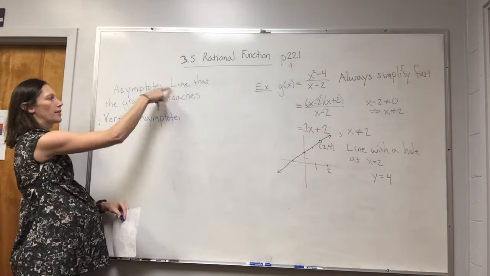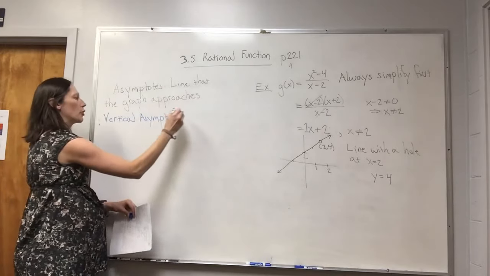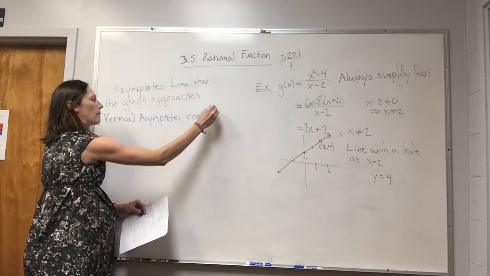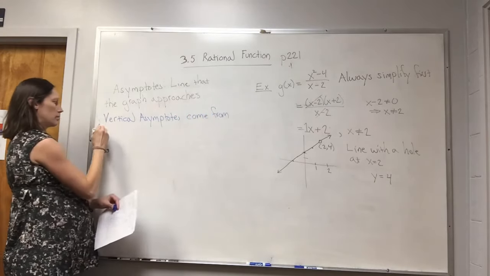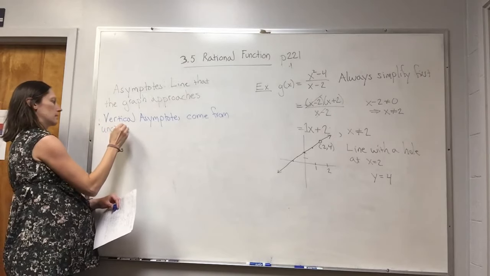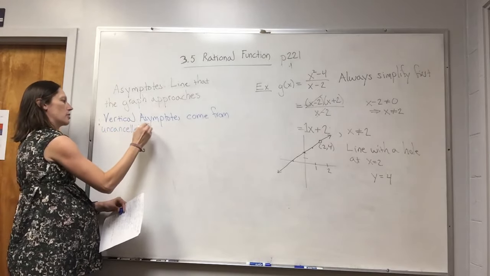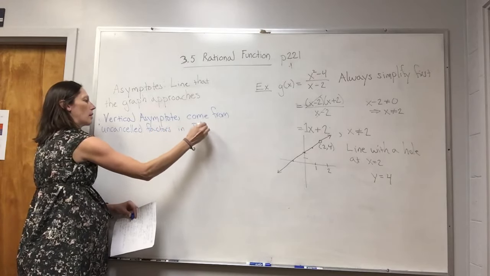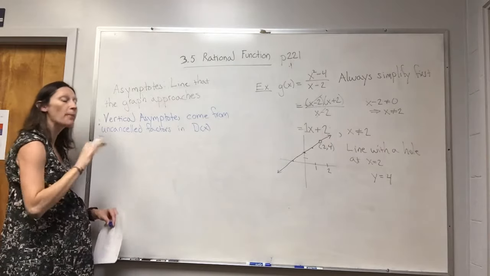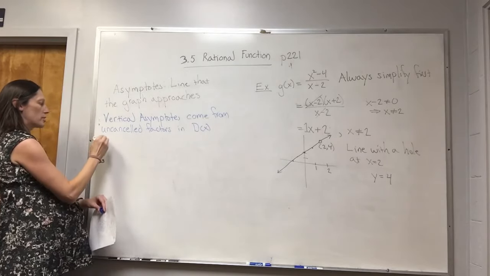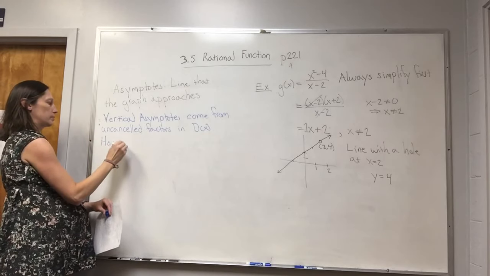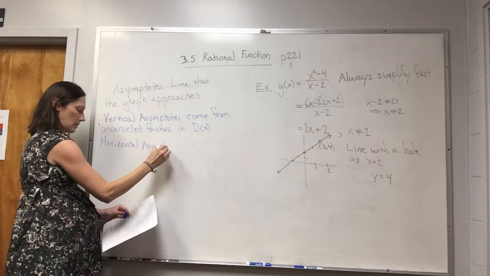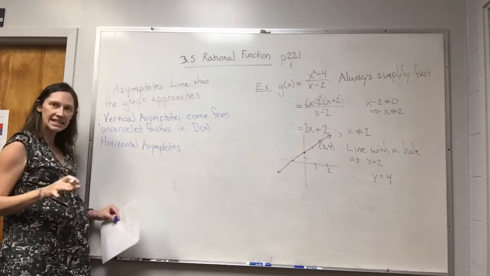So some sort of a vertical line that the graph will get close to. Okay, vertical asymptotes come from uncanceled factors in the denominator of our rational function. Okay, from the bottom part. All right, horizontal asymptotes, that's not as obvious, okay?